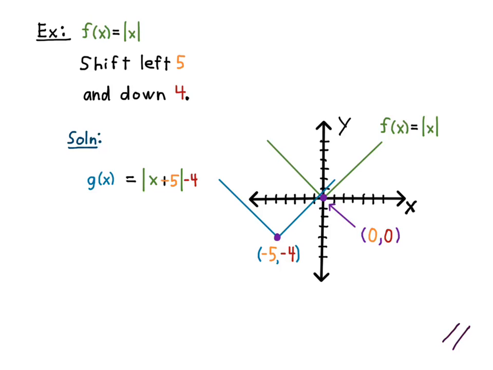Okay, so I made two shifts. I showed them both together. I could have done one at a time. I could have had this go left 5, and so it would be here, right? And that would be absolute value of x plus 5. And then subtract 4, and it would bring it down here, right?